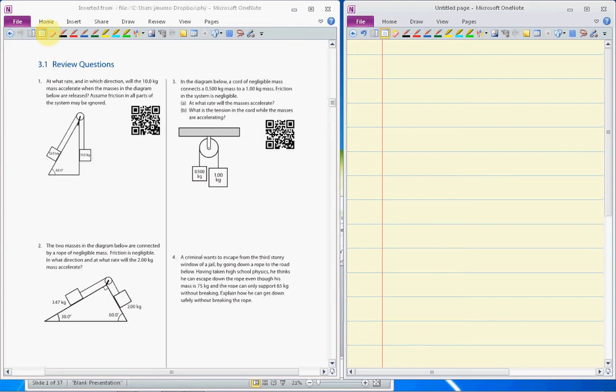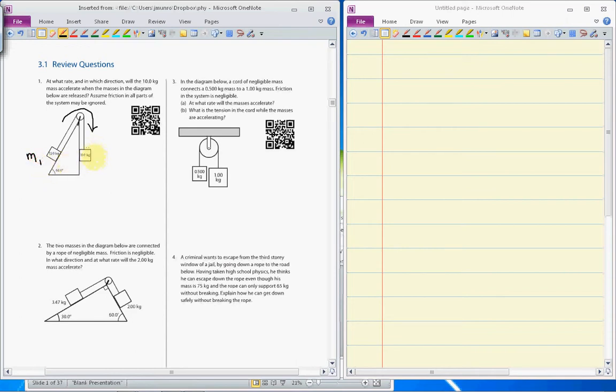Okay, this is 3.1 review question number 1. It says, at what rate and in what direction will the 10 kilogram mass accelerate? Now, what we do is we actually make an assumption that it's going to move in a particular direction, and then if we're wrong, we'll find out later by the sign. So if it's negative, then our assumption was wrong, and we just reverse our answer. I'm just going to make the assumption that it moves to the right up the hill.